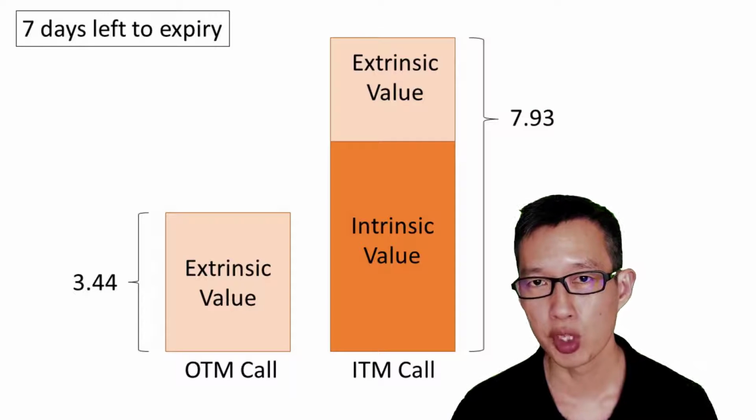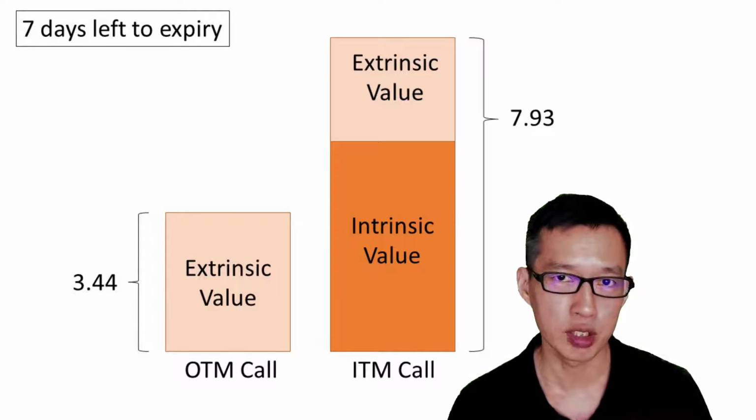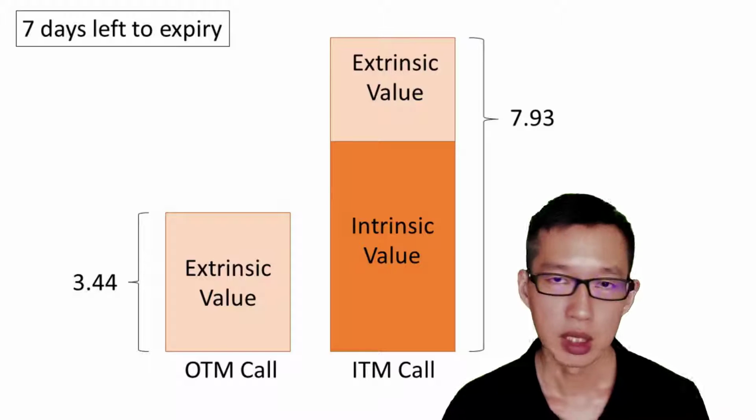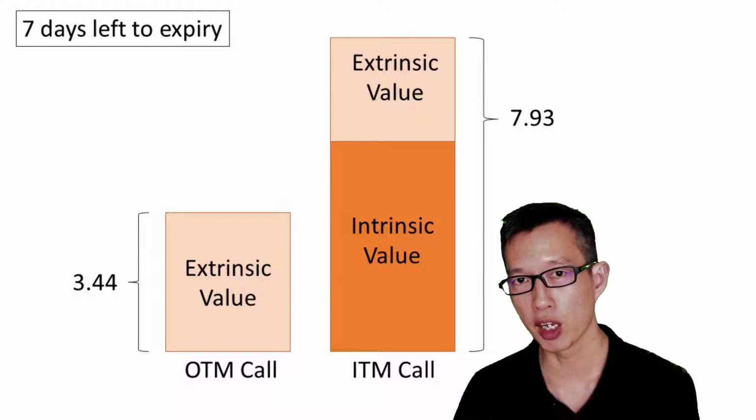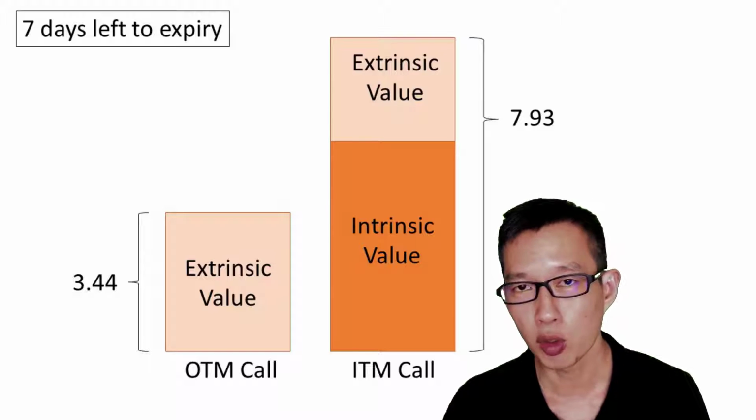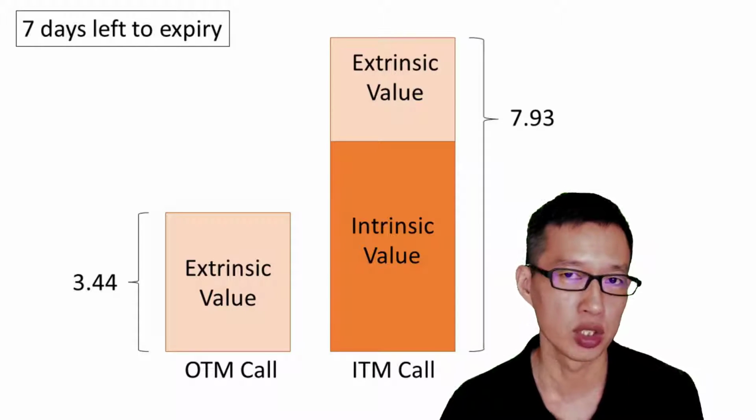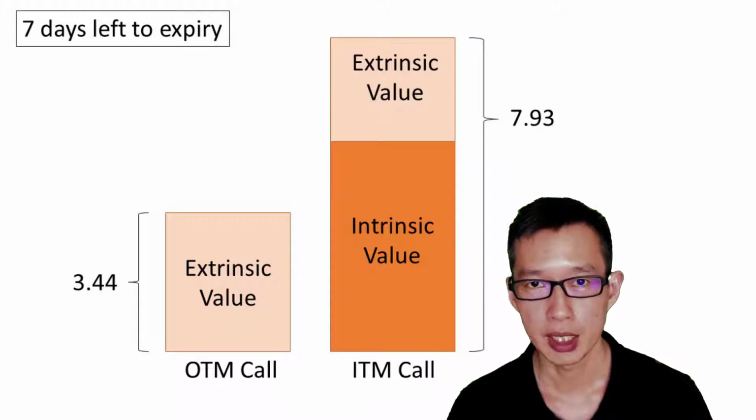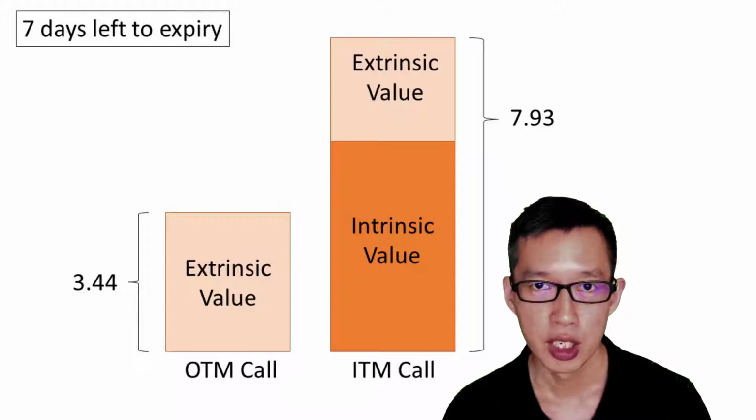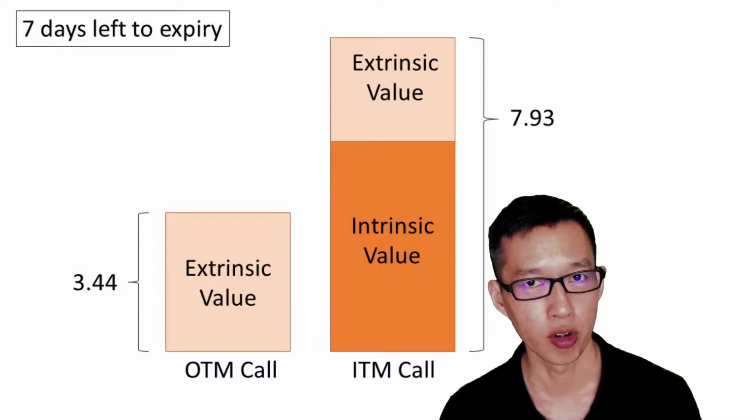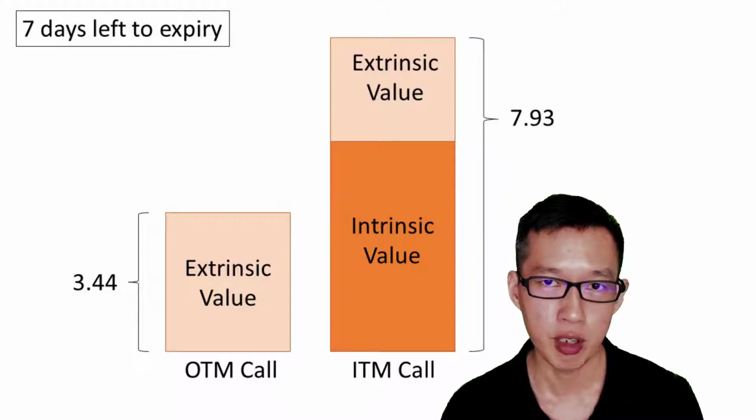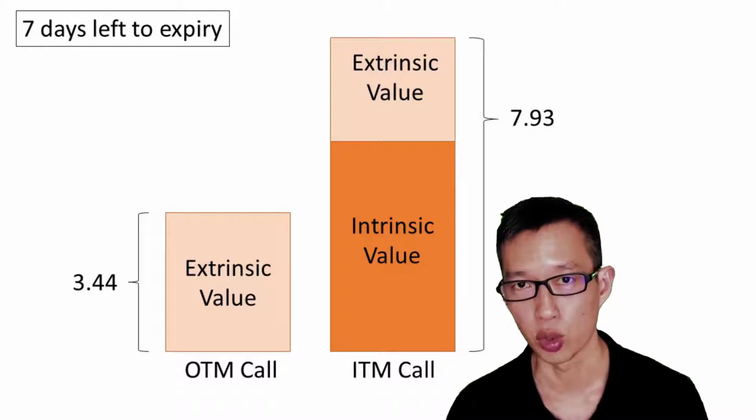Once again, we should visualize the options in terms of extrinsic value and intrinsic value. The in-the-money option has both intrinsic value and extrinsic value, but the out-of-the-money option only has extrinsic value. Because I'm taking the exact same strikes, the strike price is 300, the underlying price is the same at 304.21, and hence the intrinsic value is the same, it's $4.21.